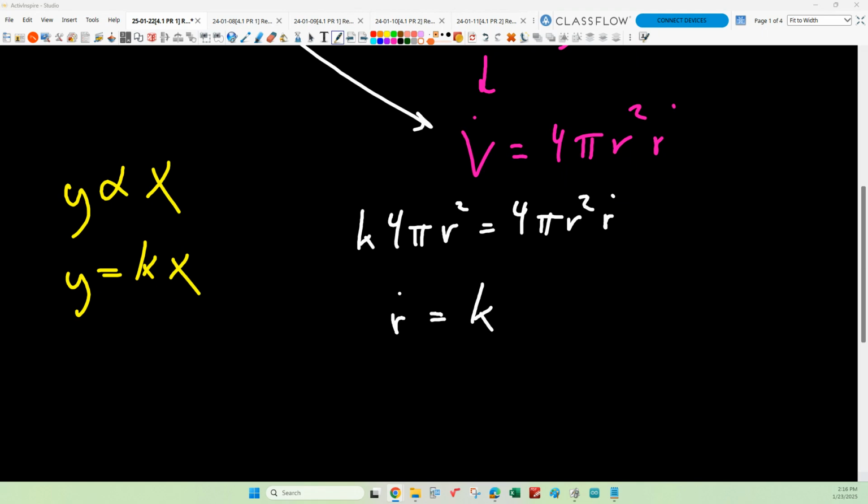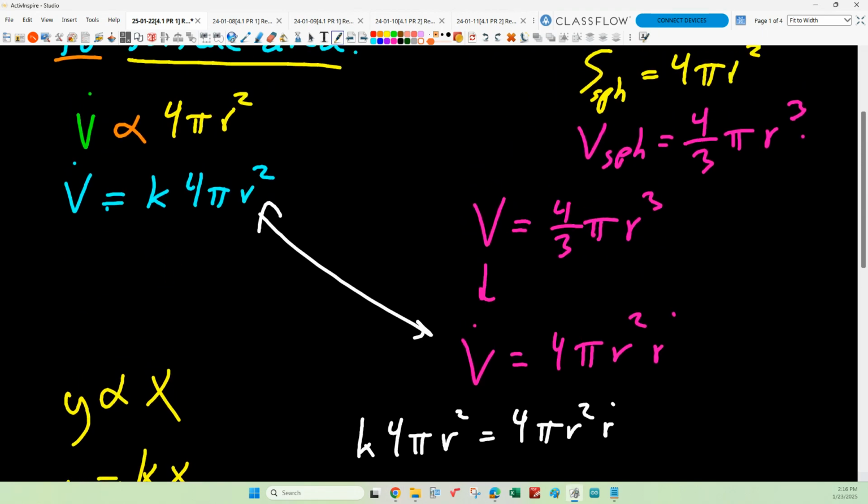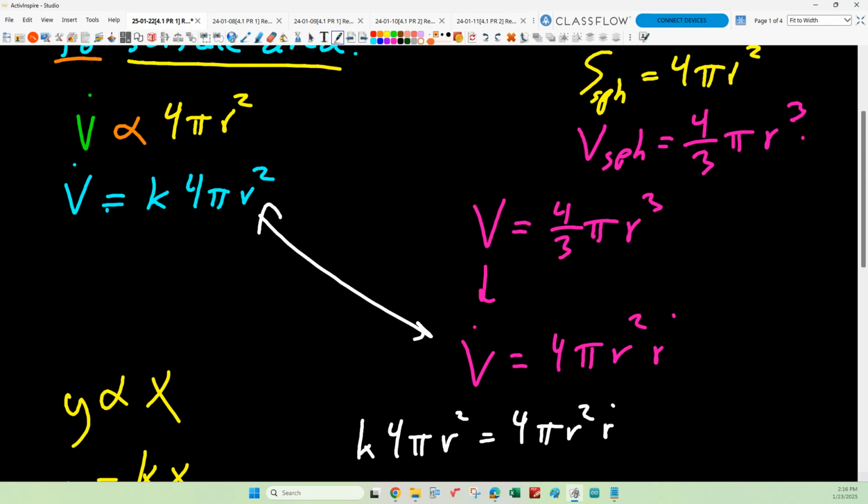Actually, let's even do this. Let's say K is positive, then that would have to be a negative K, because the rate of change of volume is negative. Does that make sense? We're losing volume at a rate proportional to surface area. So if K is some positive constant, then negative K is the constant of proportionality. Make sense?